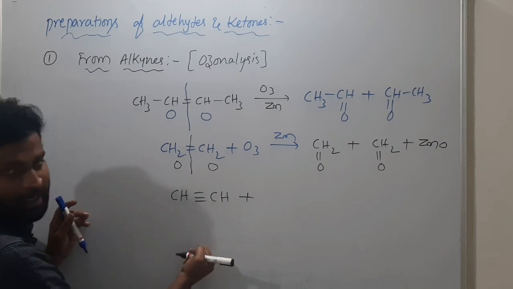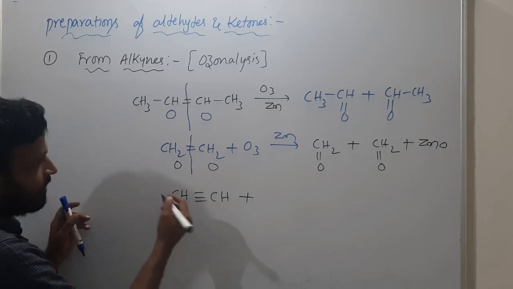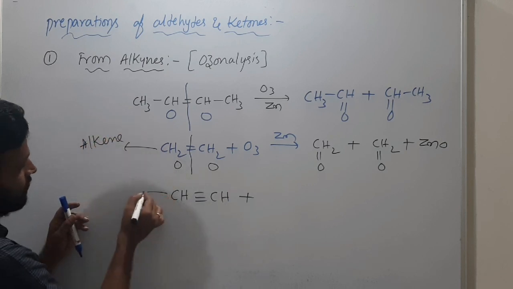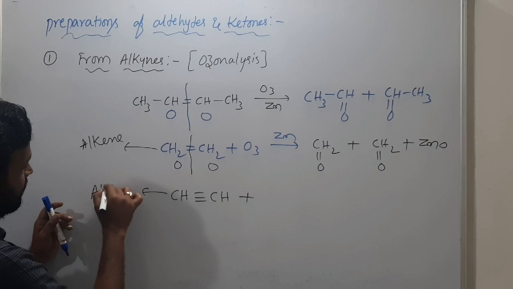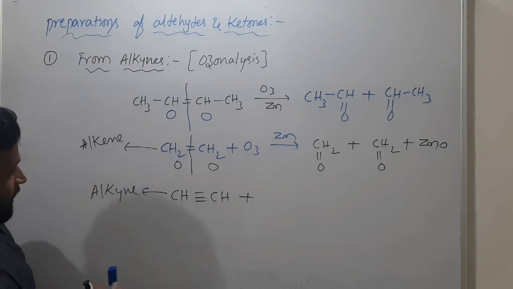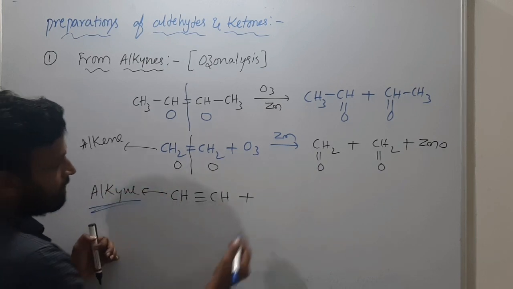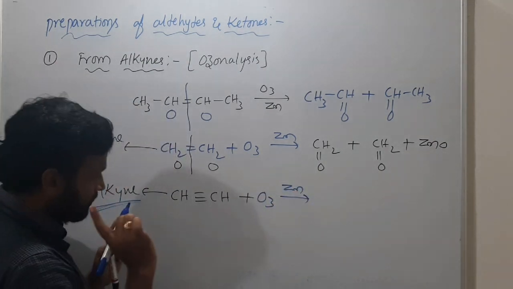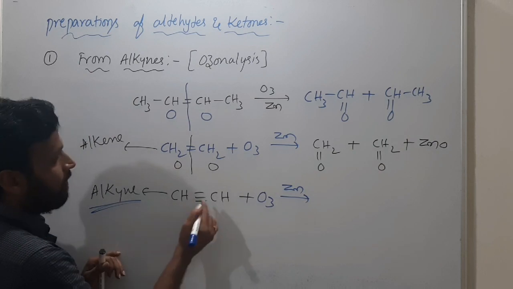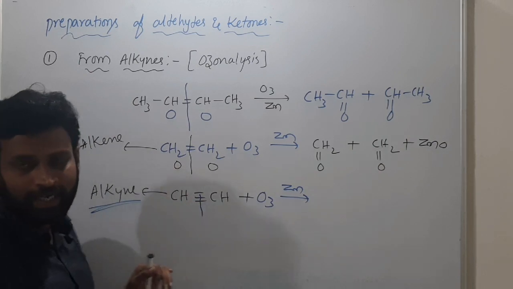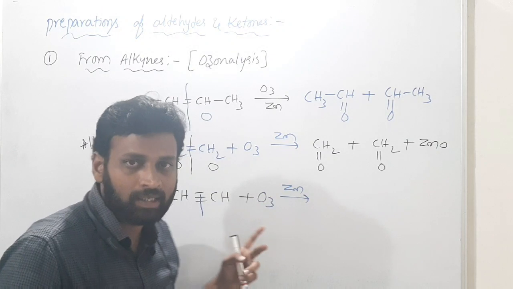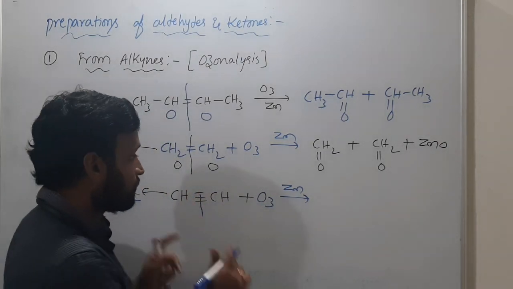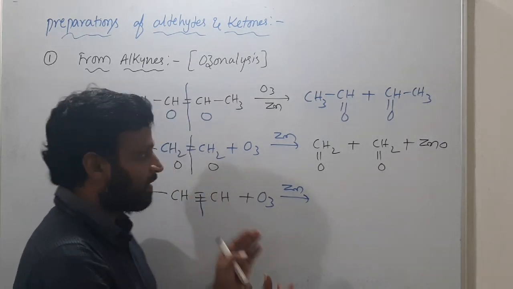Now acetylene I am taking. Difference understanding? This is alkene. Here is what? Alkyne I am taking. When I am taking alkyne, what happens for ozonolysis in presence of zinc? Same story, but in triple bond, 2 bonds will break. Means 2 pi bonds are there in triple bond. So those 2 bonds will break, 1 bond remains. So one product only will come.